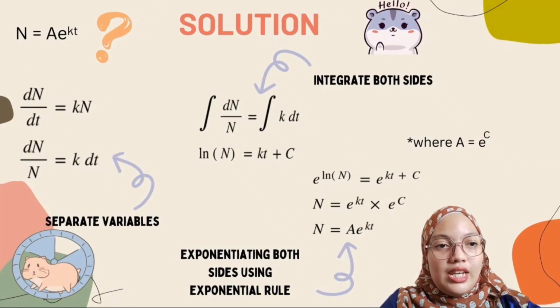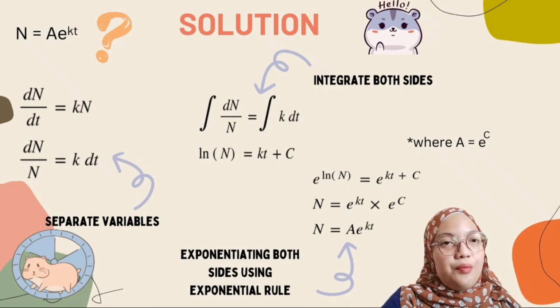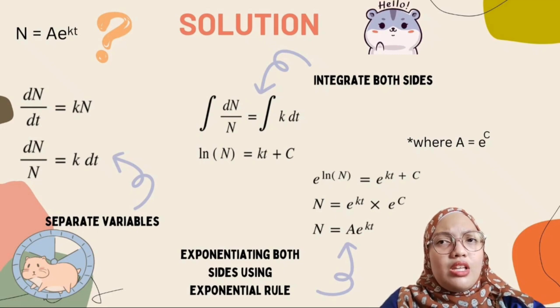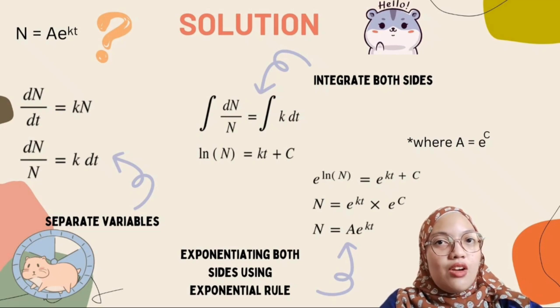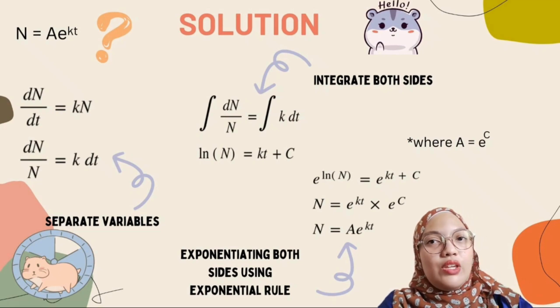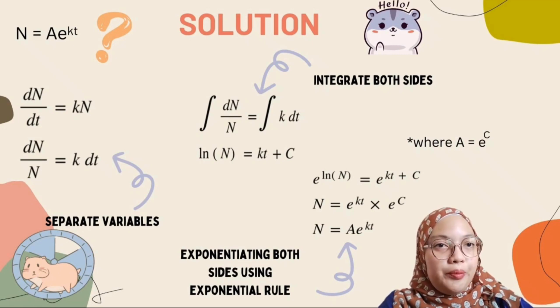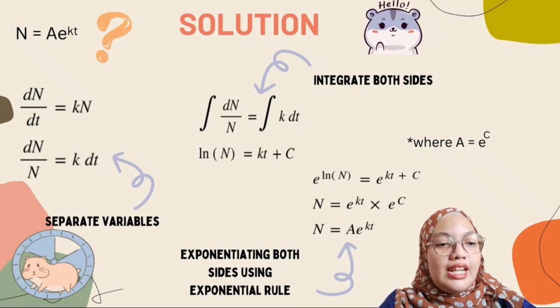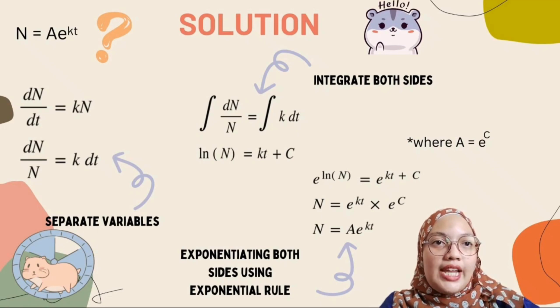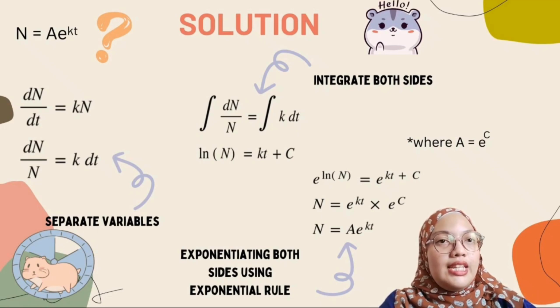So to answer our question, we need the formula N equals A e to the power of kt. But where do we get that formula? We get it from the differential equation dN over dt equals kN, where N is the number of population and k is a constant of proportionality. Firstly, we need to separate the variables. So dN over N, the N term, will be on the left side, equal to k dt, so the t term will be on the right side.